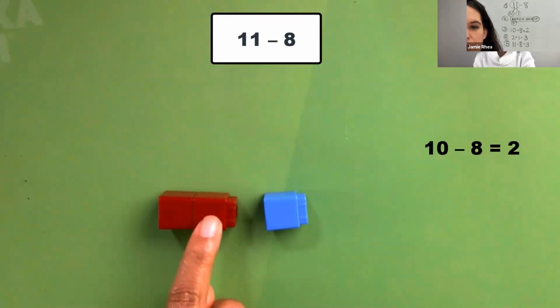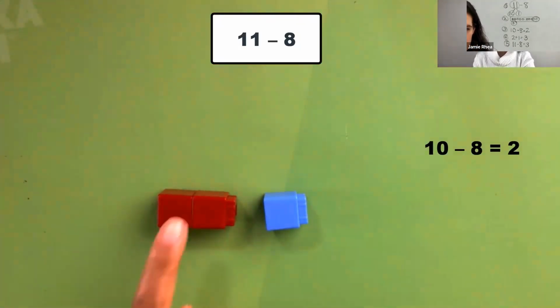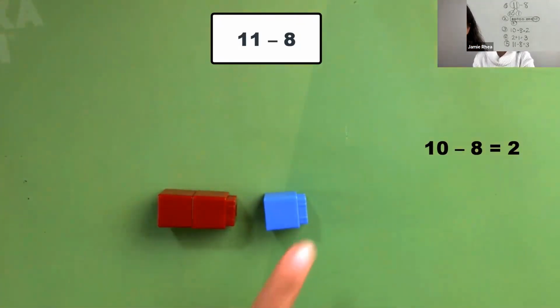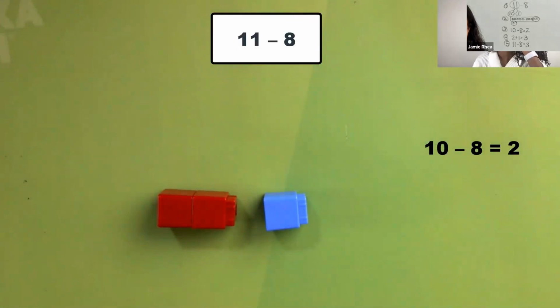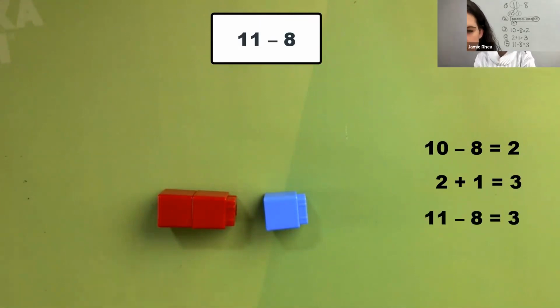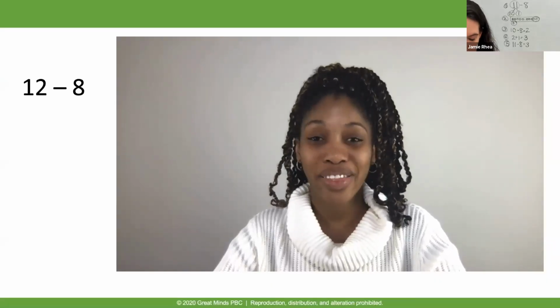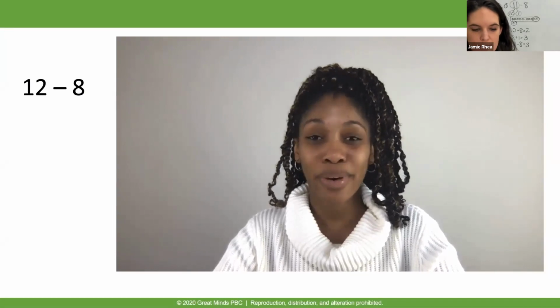That's right, 2. 2 and 1 more equals 3. Yes, 2 plus 1 equals 3, which means 11 minus 8 equals 3. Yes, 11 minus 8 equals 3. Great work. Let's do one more together, and this time, let's use our fingers.